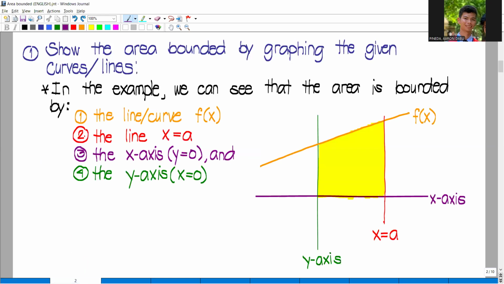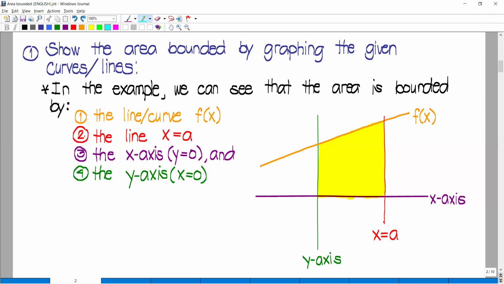Now, for our step number one, we must be knowledgeable in showing what is the area. In the number one step, it is said to show the area bounded by graphing the given curves or the lines. Now, it is a requirement, guys, for us to be knowledgeable on how to graph a line, a parabola, a cubic function, and any other function. Now, for us to understand further our topic, let's have the example.